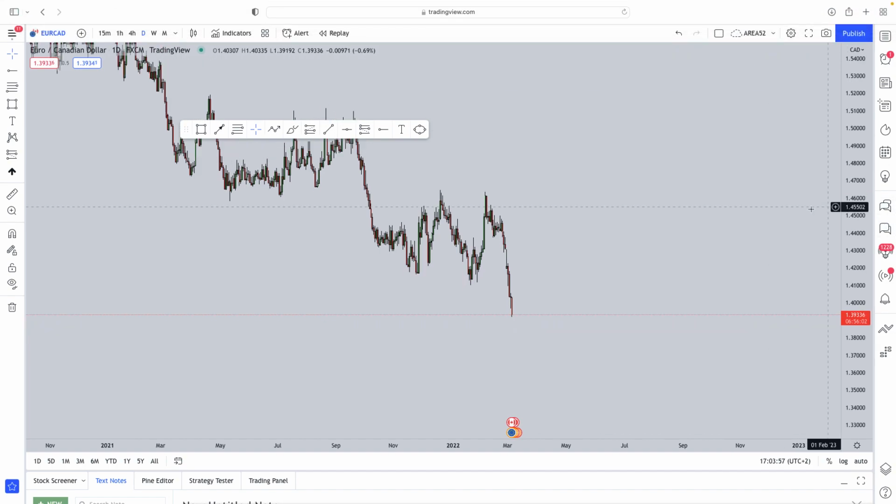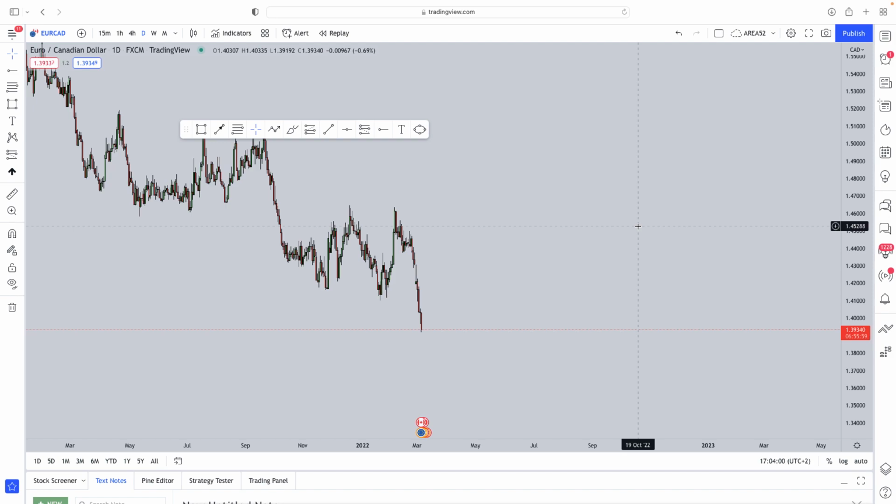Now today we are going to talk about the easiest way to trade support and resistance levels in the market.